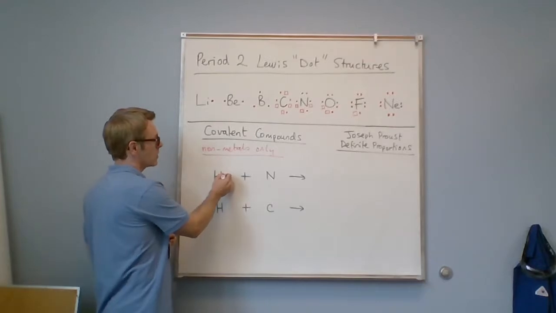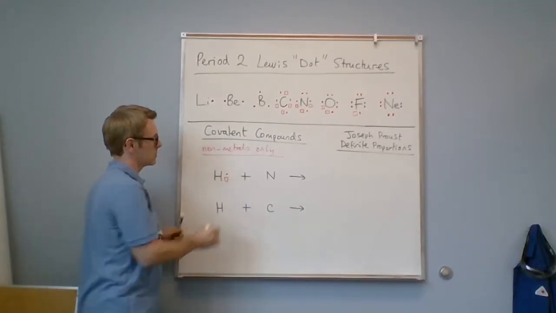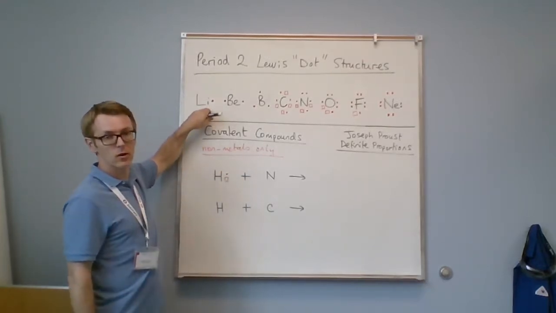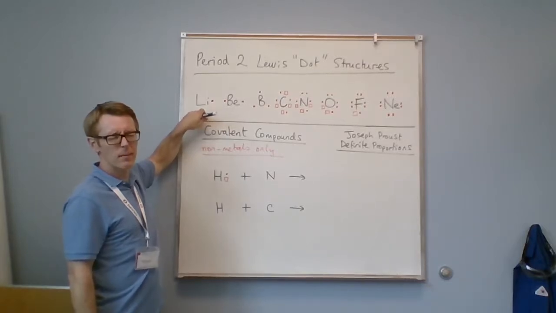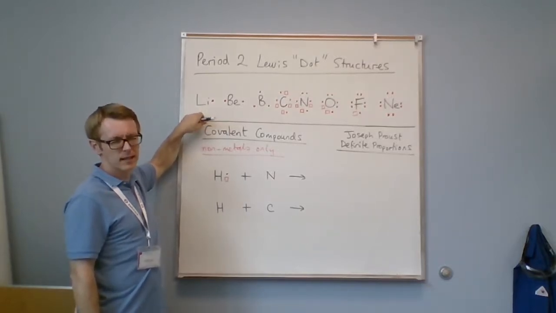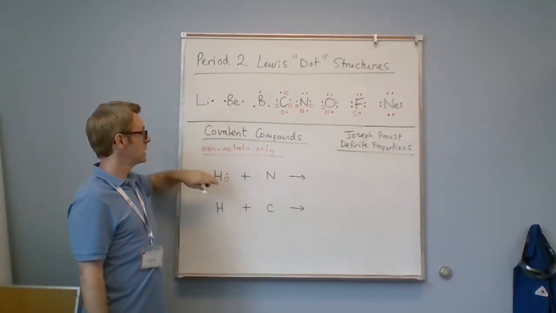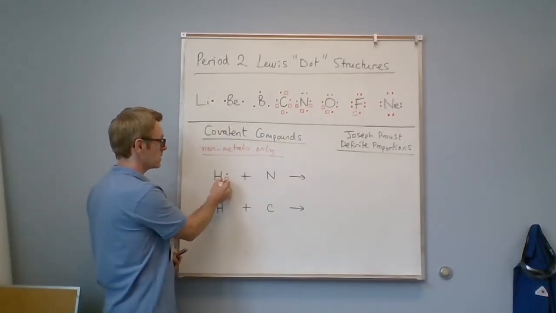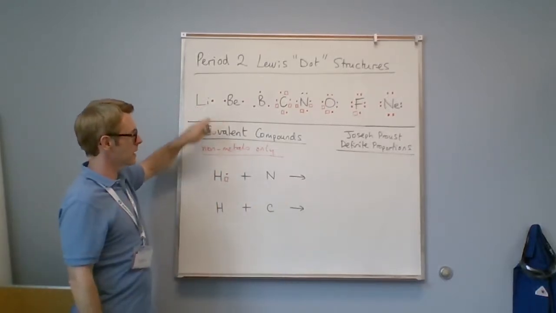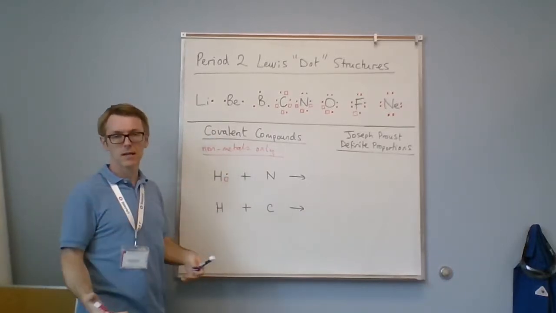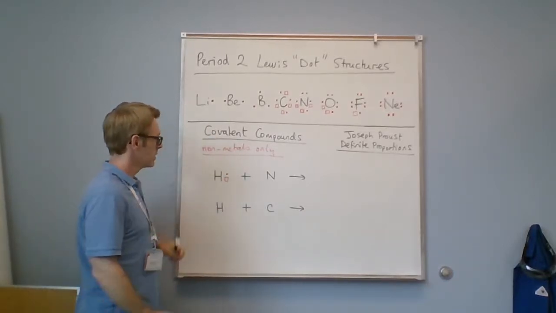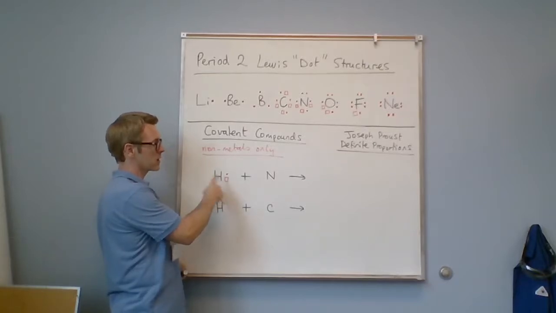Hydrogen has one dot and one box. That's why we lump it over with the group 1 metals, not the noble gases. Although it's a nonmetal, it's lumped with the alkali metals because it similarly has one dot. Hydrogen has one box, so it can form one bond.